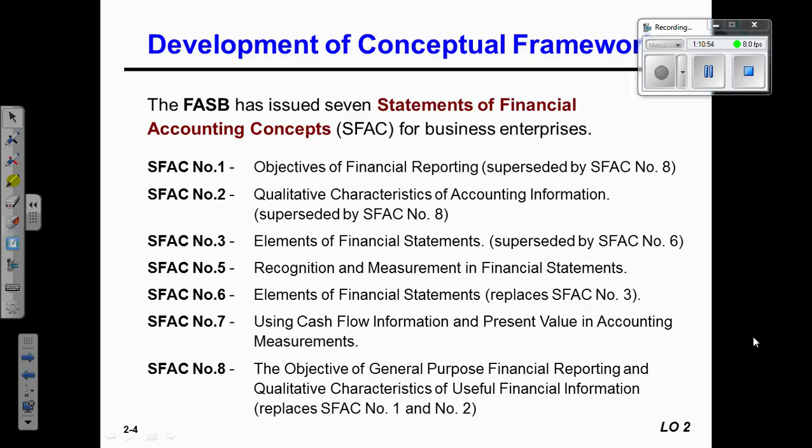Objective 1 is gone, right? SFAC, Statement of Financial Accounting Concepts: Concept Statement 1 is now gone. 8 superseded it. Look, 2's gone. 8 superseded it. Look, 3's gone. 6 did. So we still have 5. 6 replaced 3, so we have 5 and 6. We have 7, right? And then we have 8. 1, 2, 3, 4 of them left. Is that right? That's all, isn't it? Yeah. So 4 of the 8 managed to hang in there.